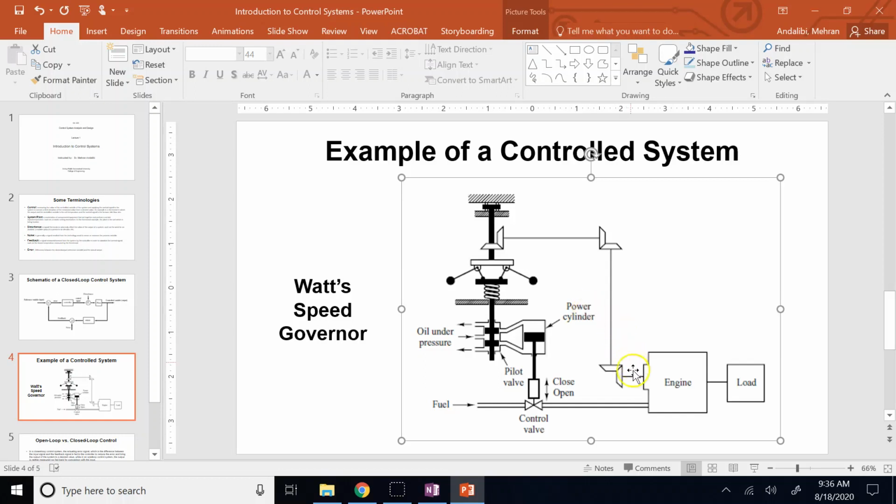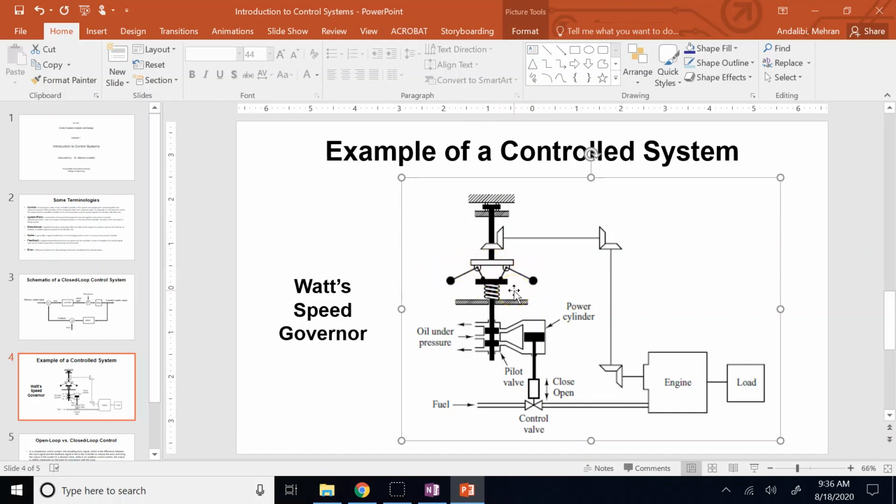What he did was he used a couple of bevel gears and basically transferred the RPM of the engine to a governor mechanism. So the RPM is directly transferred to the shaft of this rotating mechanism here. Now, this rotating mechanism has two weights, okay? And these weights are pinned at these two points and free to rotate.